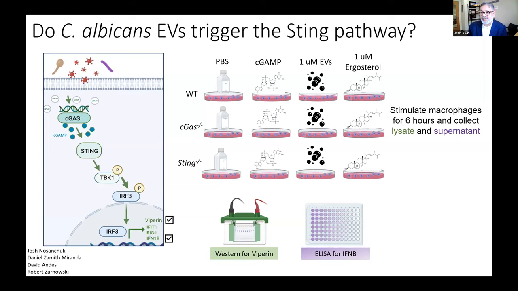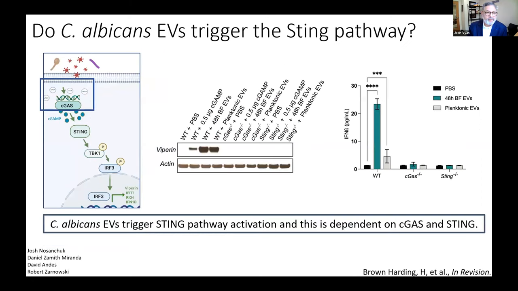We used as our readout, as I mentioned, elaboration of Viperin and seeing if that was induced or looked at soluble factors such as interferon beta. We used cGAMP as a positive control, and we used ergosterol, which is the main constituent of the lipids seen in the extracellular vesicles, as a negative control. And so as you can see on the slide, these cells were stimulated for 6 hours. And so the data hopefully are fairly clear to you.